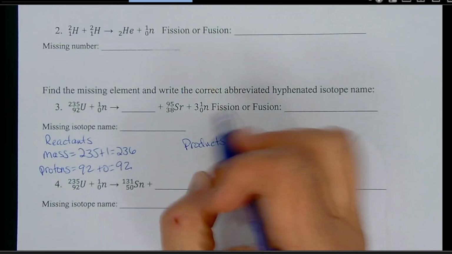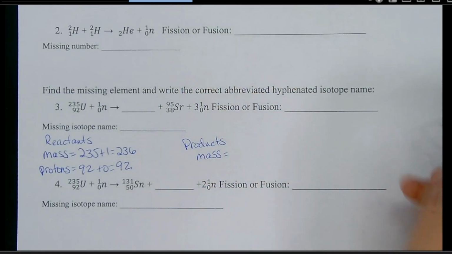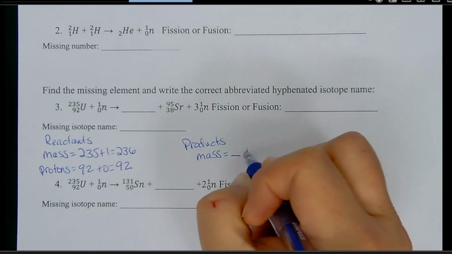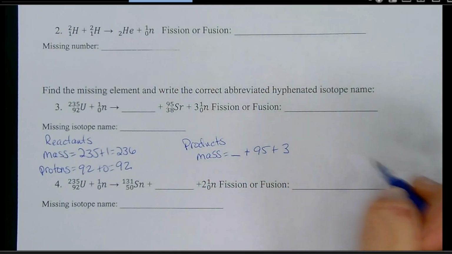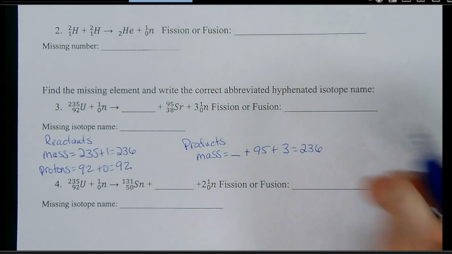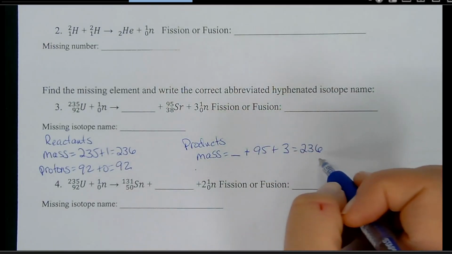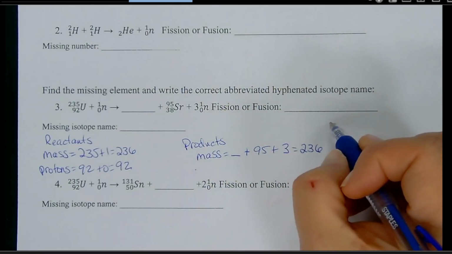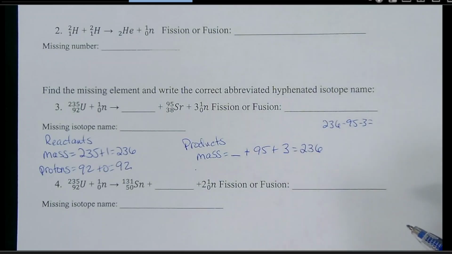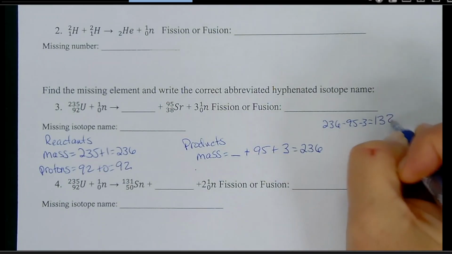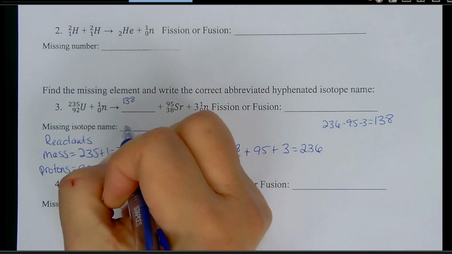Okay, so now I know my mass is going to equal a blank plus 95 plus 3 times 1 gives me 3, and it's going to equal 236, but I have to find out what that missing one is. So I'm going to do the opposite. So I'm going to subtract. So I'm just going to do my work up here. So 236 minus 95 minus 3 should get you 138. So that is my missing mass. And I can put that up there, 138. Okay?